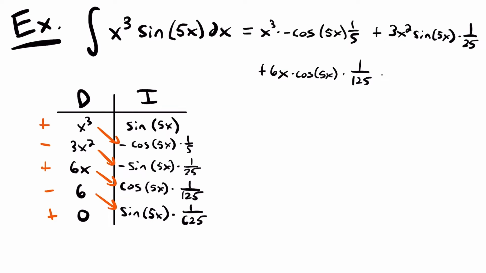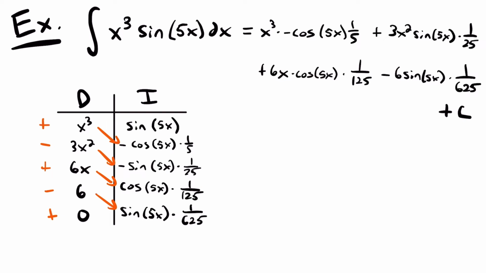And so we will have minus 6 times sine of 5x times 1 divided by 625. Okay, and then you don't want to forget to add plus C to the end of that solution. And so you could leave your answer like this if you wanted to, but I'm just going to rewrite it a little bit so that it looks a little bit nicer.